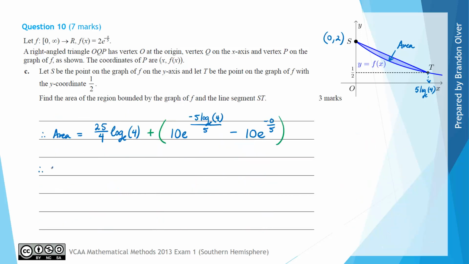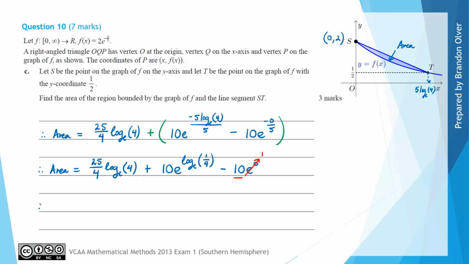And now with a little bit more space to work, we can continue to find this area as being equal to 25 over 4 times log e of 4. And then we're going to add on to that 10e to the power of negative 5 over 5 log e of 4, which can be written as 10e, and the 5s will cancel, just giving negative log e of 4, which is the same as log e of a quarter when we use the negative as the exponent of 4. And then we're still going to have subtract away 10 times e to the power of 0. And we know anything to the power of 0 is simply 1, but don't forget about the 10.